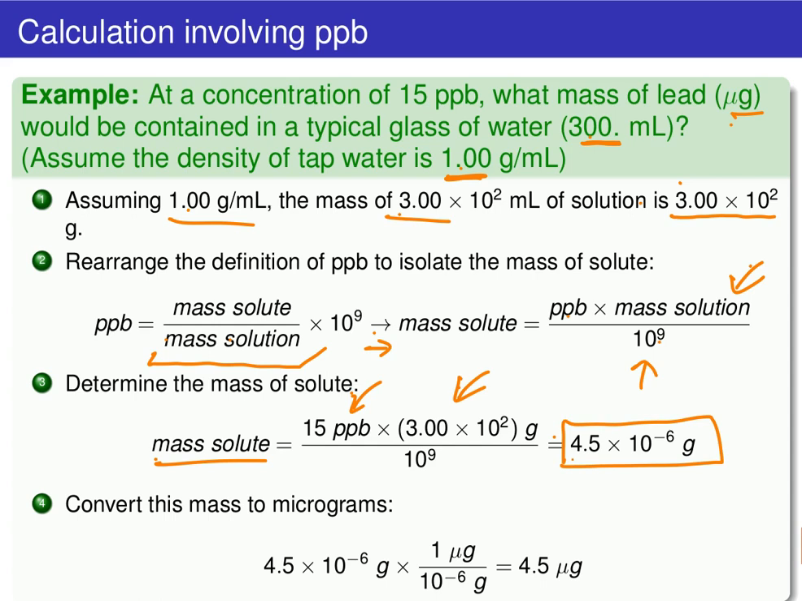And of course, we were asked to determine this mass in micrograms, so our final step is to convert that gram quantity into micrograms, and we'll find that there are 4.5 micrograms of lead in that glass of water if you're right there at that cusp of the safe levels of lead in drinking water.